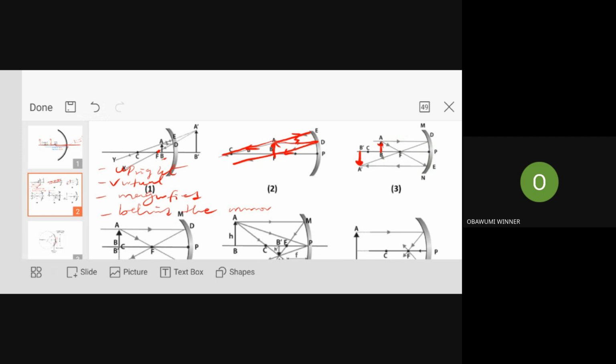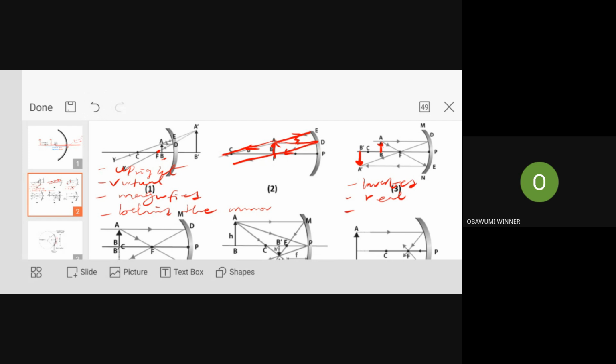So hence, we can say that if an object is kept between the center of curvature and the focal point, the image formed is going to be, number one, what? Inverted. The image is going to be inverted. Number two, the image that will be formed is going to be a real image. It is a real image because it is not behind the mirror. It is in front of it. So we call such an image a real image. Unlike in this case, where we have a virtual image.